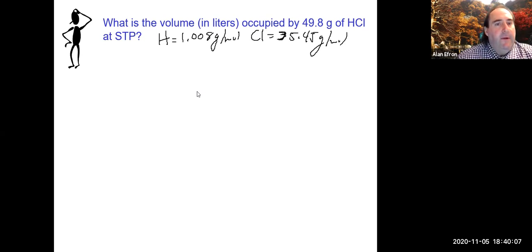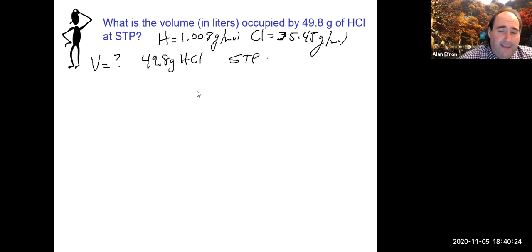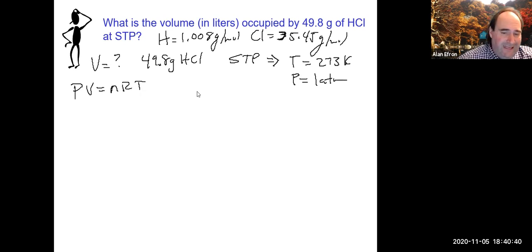Okay, so let's take a look and see what we got going on here. So we are looking for a volume occupied by 49.8 grams of HCl. And we're at STP, so a reminder, STP does actually mean a temperature and pressure. So our temperature would be 273 Kelvin. Our pressure here would be 1 atmosphere. So again, if you're looking at it, you got a PV equals NRT type of approach. We do have the pressure, we do have the temperature, we do have R. We don't have N at this point, but we do have something that's just as good, which is grams.